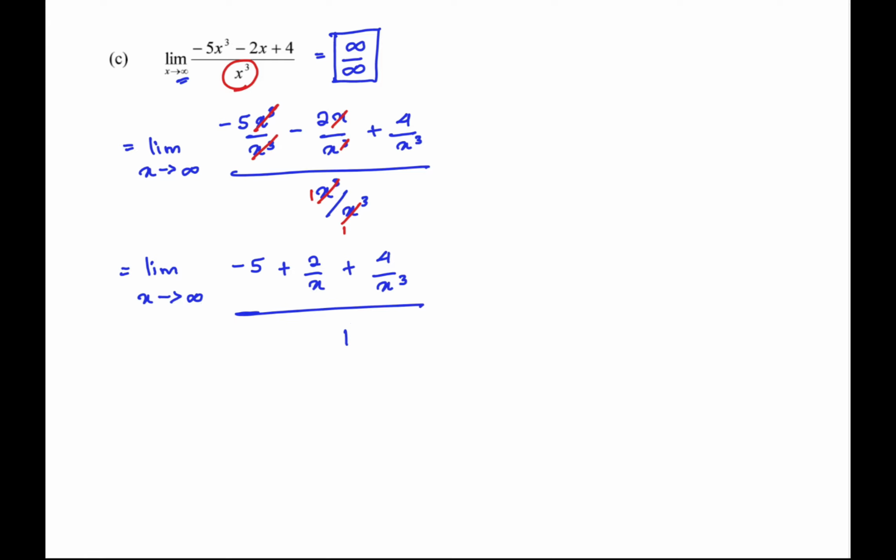And then if we substitute x equal to infinity, this one becomes 0, this one becomes 0, because 2 divided by infinity equals 0, and 4 divided by infinity equals 0. So your answer, you can get negative 5 over 1 equal to negative 5. So this is the answer for question C, which is negative 5.